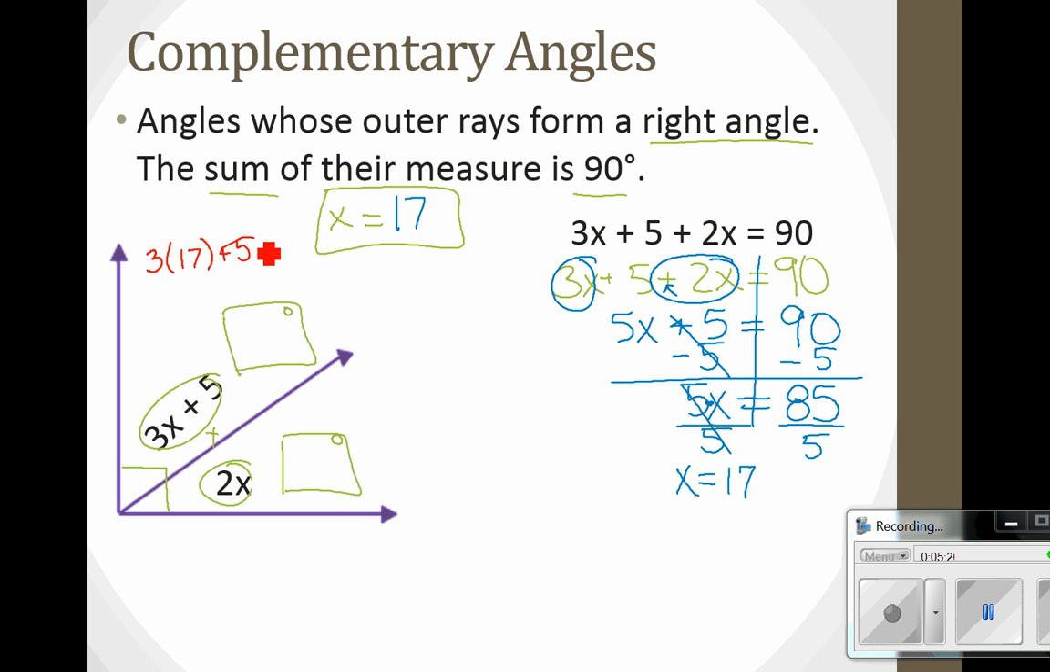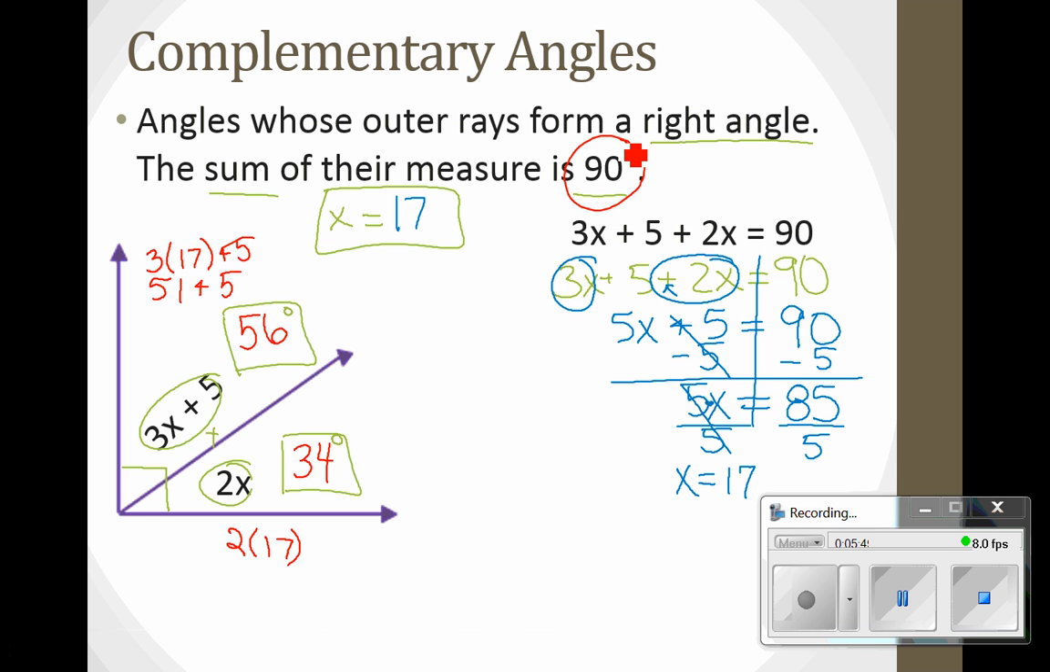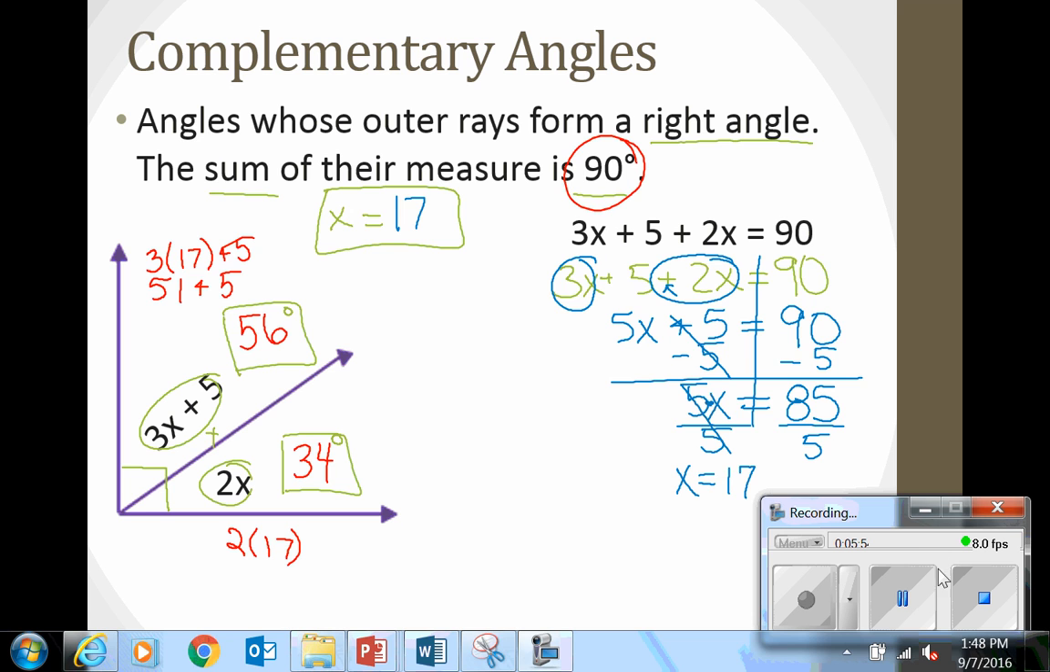And then you solve 3 times 17, which is 51, plus 5, and that equals 56 degrees for the first one. For the second one, 2 times 17, and when you multiply that, you get 34 degrees. And if you were to add up in your calculator 56 plus 34, it should equal 90 degrees because they are complementary angles. Let's go to the next problem.